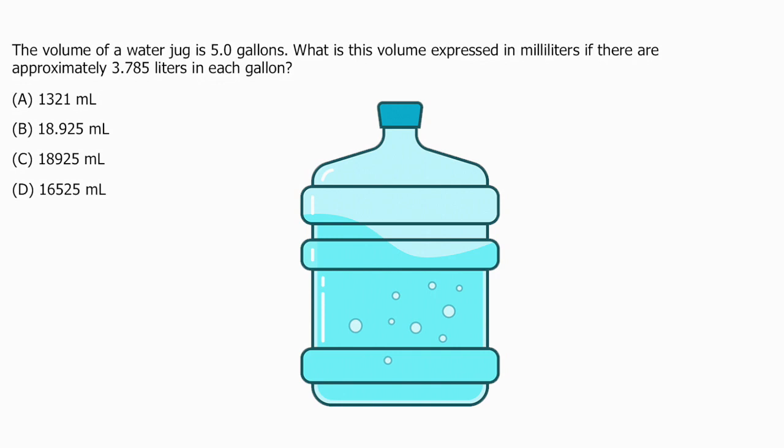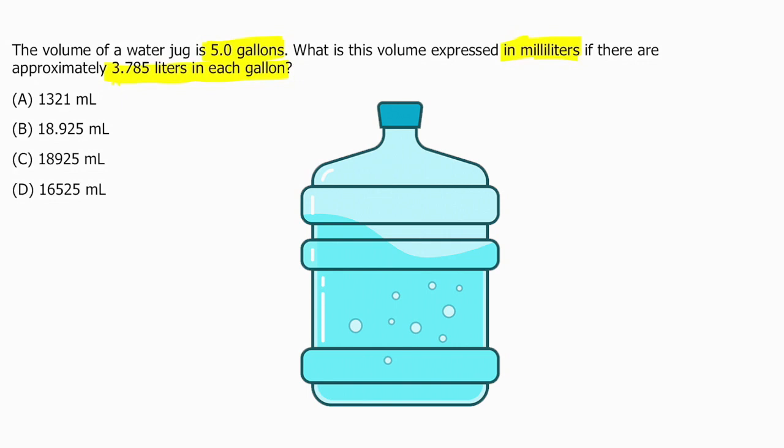What is this volume expressed in milliliters if there are approximately 3.785 liters in each gallon? So this question is asking us to go from gallons to milliliters. And it's telling us that 1 gallon is equal to 3.785 liters. So in order to solve this problem, we need to go from gallons to liters, but then we also need to go from liters to milliliters.